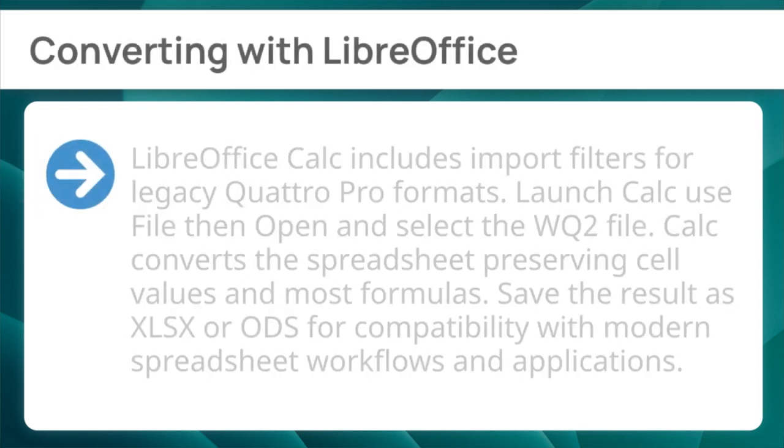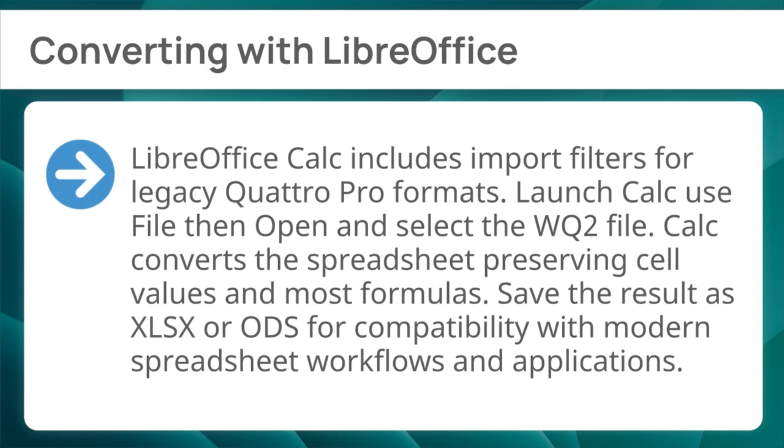Next, converting with LibreOffice. LibreOffice Calc includes import filters for legacy Quattro Pro formats. Launch Calc, use File, then Open and select the WQ2 file. Calc converts the spreadsheet, preserving cell values and most formulas. Save the result as XLSX or ODS for compatibility with modern spreadsheet workflows and applications.